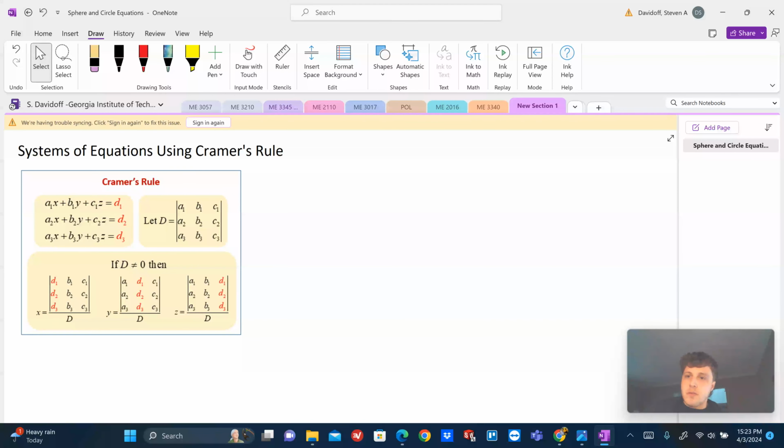Today we are going to go through systems of equations using Cramer's rule. All right, now you probably remember there are multiple ways to solve systems of equations. Back in algebra, you learned the methods of substitution, elimination, things along those lines. You could also use matrices. You could use row-reduced echelon form to solve a system of equations. But today, in particular, I'm going to go through Cramer's rule.